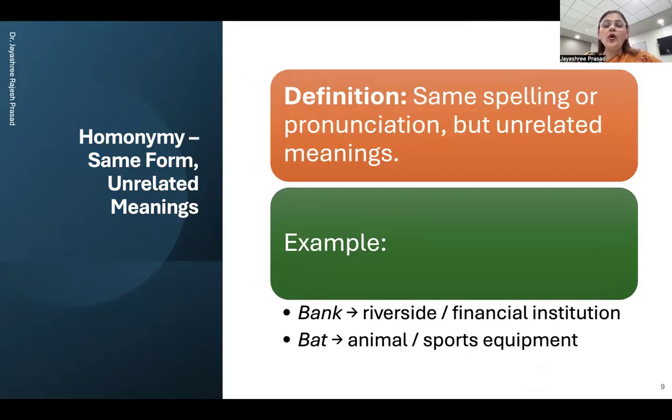We have homonymy: same form, unrelated meanings. Homonyms are trickier. The meanings are completely different. When you say bank, you could mean a place to save money or the side of a river. These meanings are not connected at all.